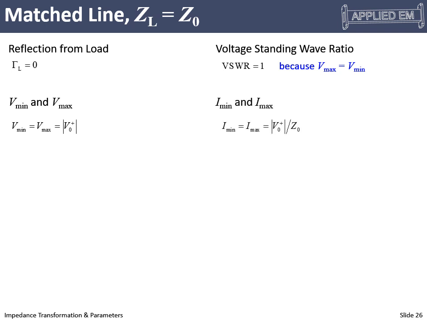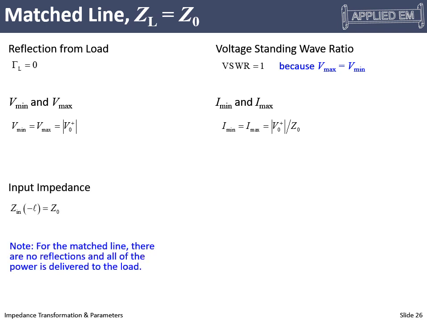Same story for the current. The minimum and maximum currents are the same. The input impedance always looks like the characteristic impedance. Or we could also say the input impedance always looks like the load impedance since they're equal here. So as we back away, the input impedance is not changing, so the generator really doesn't see anything different.